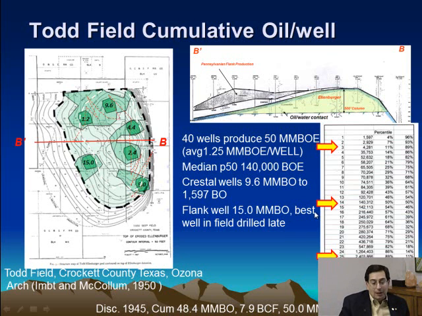And in the case of Todd Field, the crest of the structure is about 300 feet of simple closure, and you can see there's a couple wells over 1 million barrels, and there are quite a few wells in between that are less than 1 million barrels. And the best well in the field is 15 million barrels, and it's not on the crest of the structure, it's on the flank of the structure.